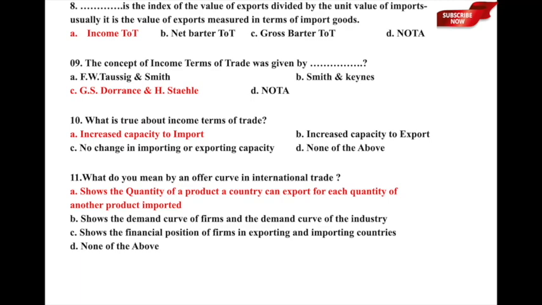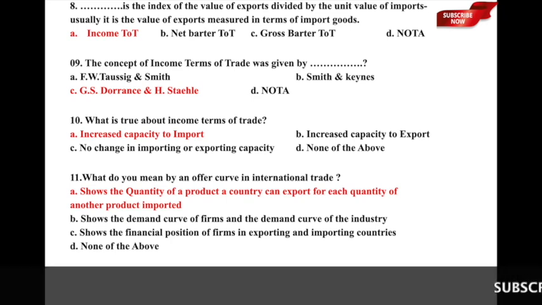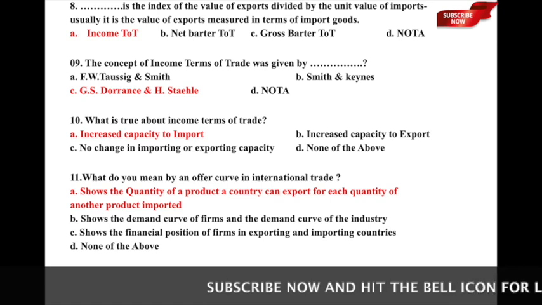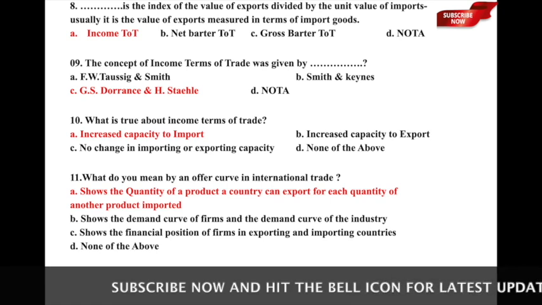The question is, the concept of income terms of trade was given by dash. Who gave the idea of income terms of trade? Whether it was first F.W. Taussig and Smith, second is Smith and Keynes, third is G.S. Dorés and H. Stehele, and last is none of the above. So, here the correct answer is option C, G.S. Dorés and H. Stehele gave the idea of income terms of trade, and therefore option C is the correct answer to this particular question. I hope that is clear.